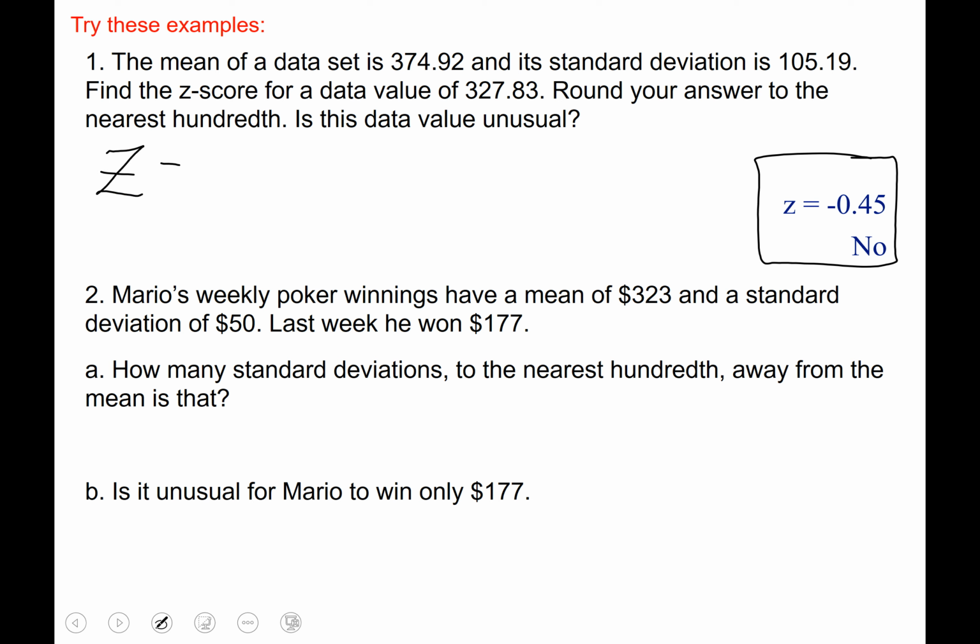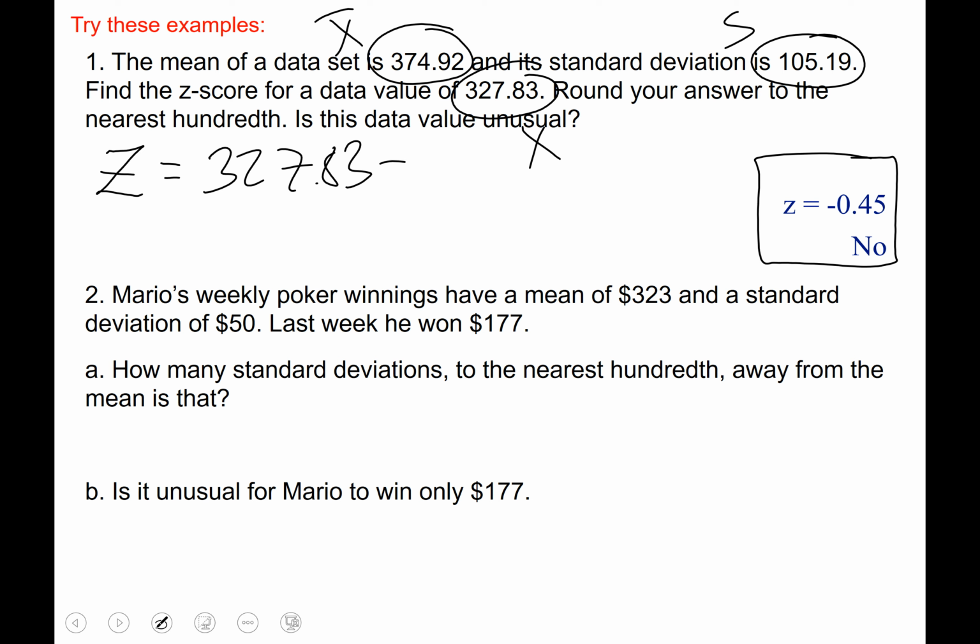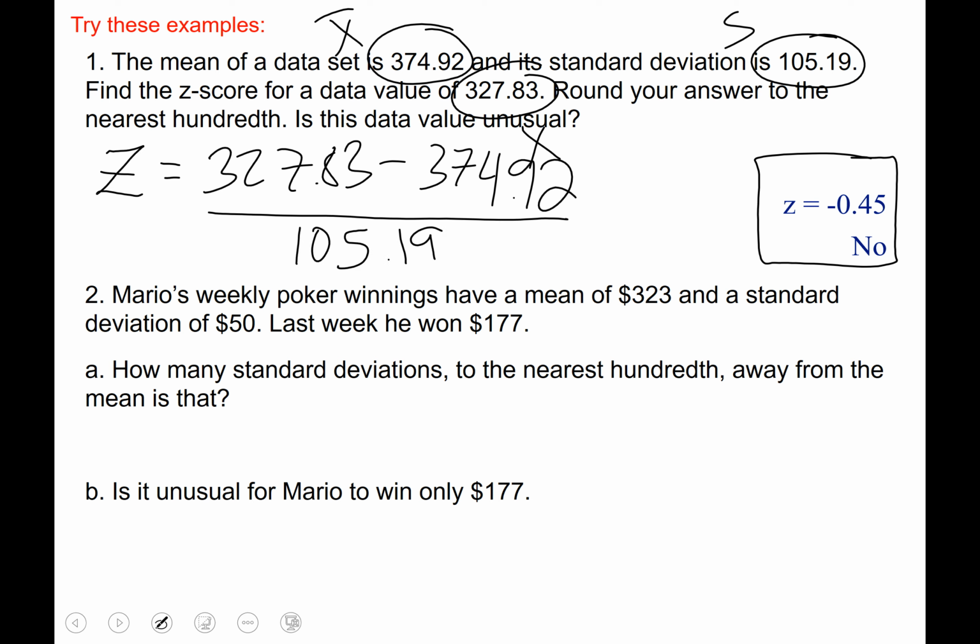We should have z equals x, this one right here, that's x bar, the mean. Standard deviation, that's s. And the data value we're interested in is that. So 327.83, subtract out the mean, and then divide that all by the standard deviation. So if you got it wrong, try typing it in like that. Careful of order of operation. Subtraction needs to be done before division. And then you should get that negative 0.45.